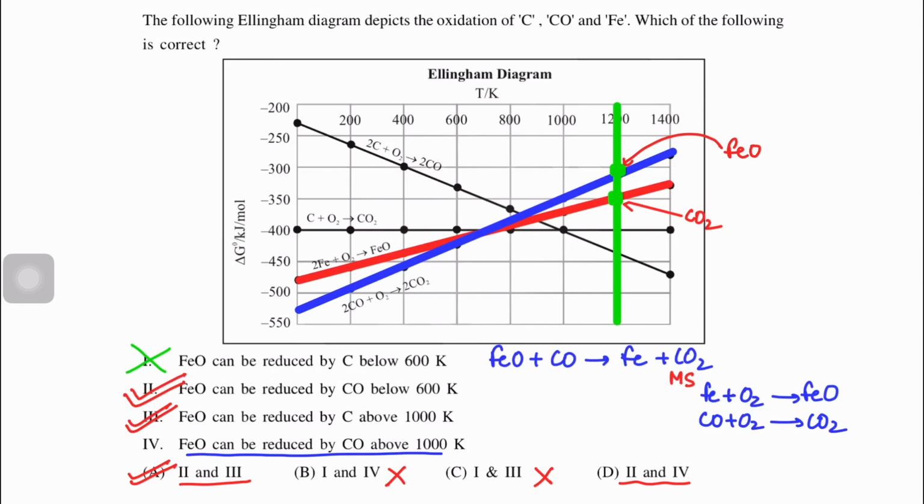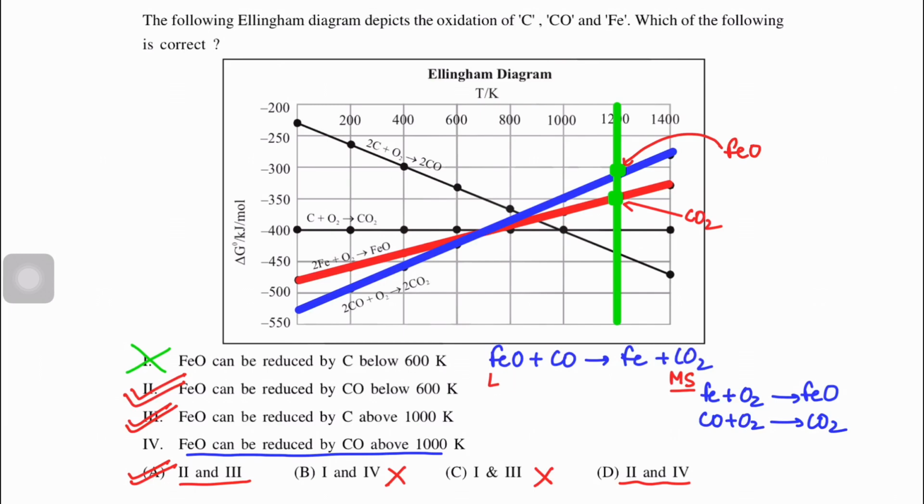FeO can be reduced by CO above 1000 Kelvin. So the more stable is CO2, and the less stable is FeO. So it is again going from less stable to more stable.